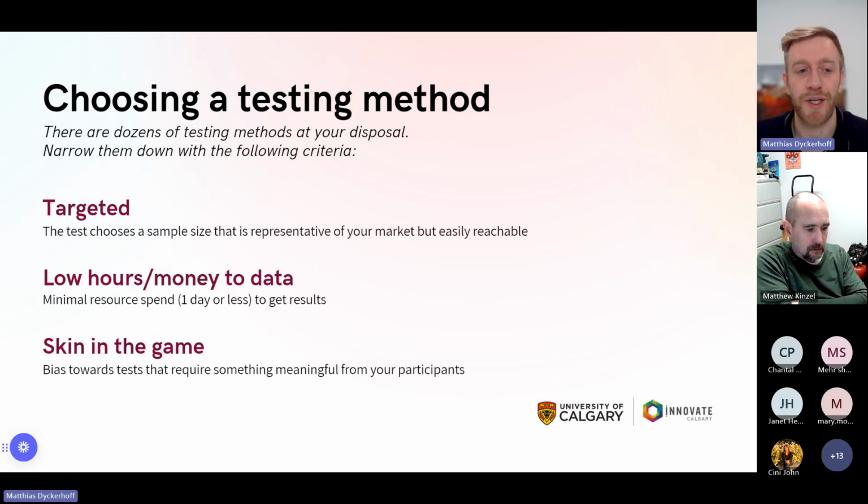There's a difference between what people say they will do and what actually ends up happening. So one thing that you can try to bias towards is asking something from your participants, whether that's a down payment, a deposit, a 30-minute sales call if you're doing a B2B test, right? Whether that's actually buying the flowers.